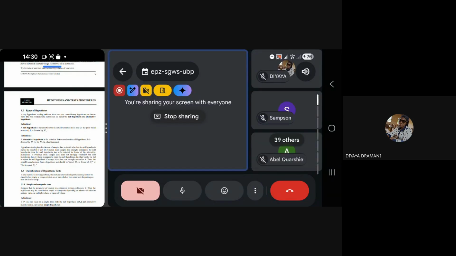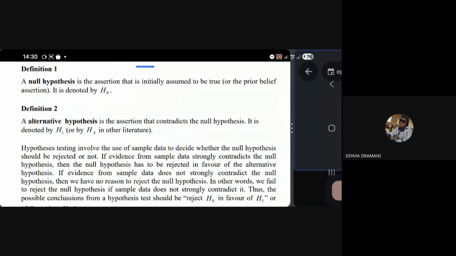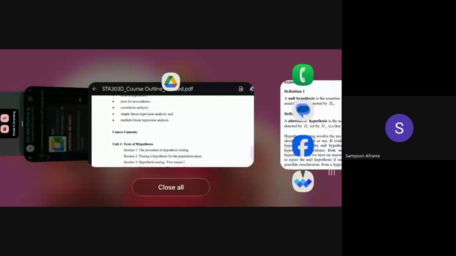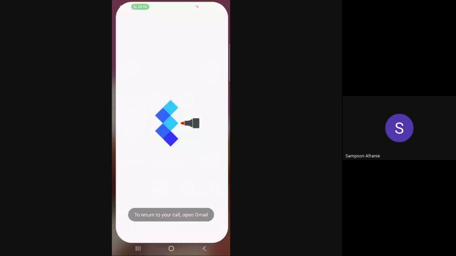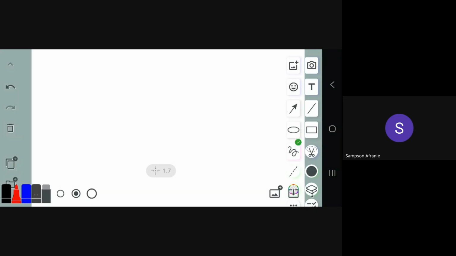Samson, last one. Give us an example of the null, then we can continue. An example of a null hypothesis can be that in the general election, there will be mostly male candidates. But after I have observed and gathered my information, I got to know there are more female candidates contesting in the election.